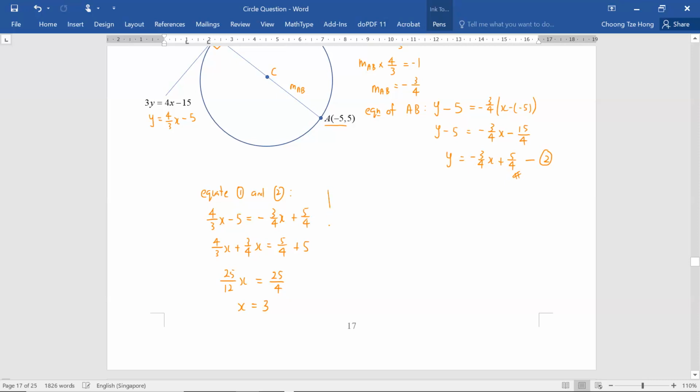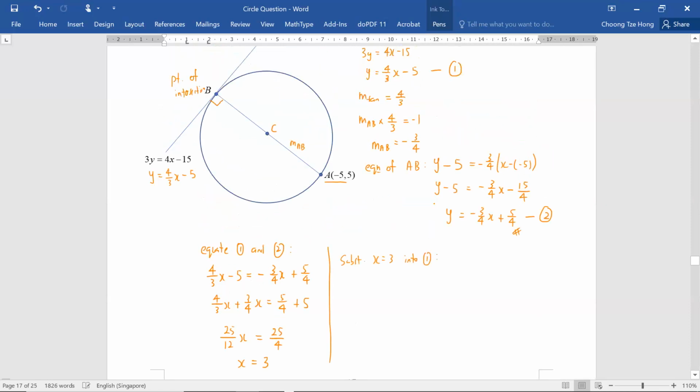So you substitute x equals 3 into equation 1 or 2. In this case, I'll put it into equation 1. So equation 1 is y equals 4 over 3x minus 5, so y equals 4 over 3 times 3 minus 5. So you get y equals -1. So B will be (3, -1), right? So the coordinates of point B will be (3, -1).